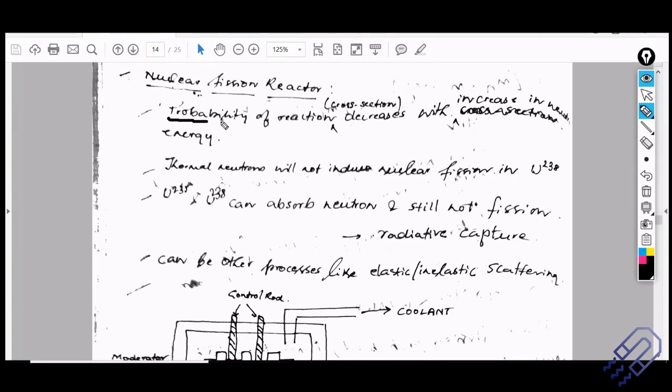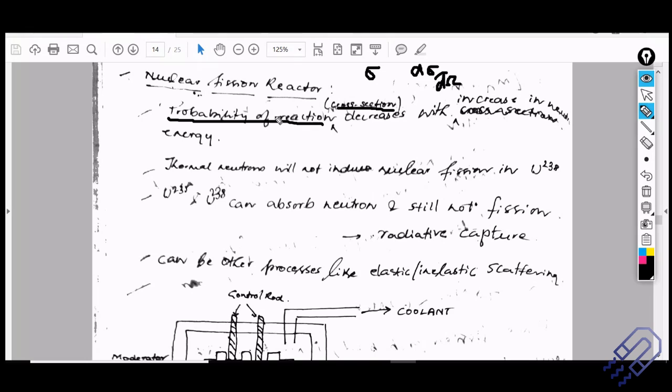We have something which is called the probability of reaction. Whenever I represent something like sigma, or as we have written it, d sigma by d omega, these actually represent the probability of a reaction happening. If you remember from your second unit, when we talked about nuclear cross section, the more the cross section, the more the chances of reaction. If the cross section is low, the chances of reaction are less.